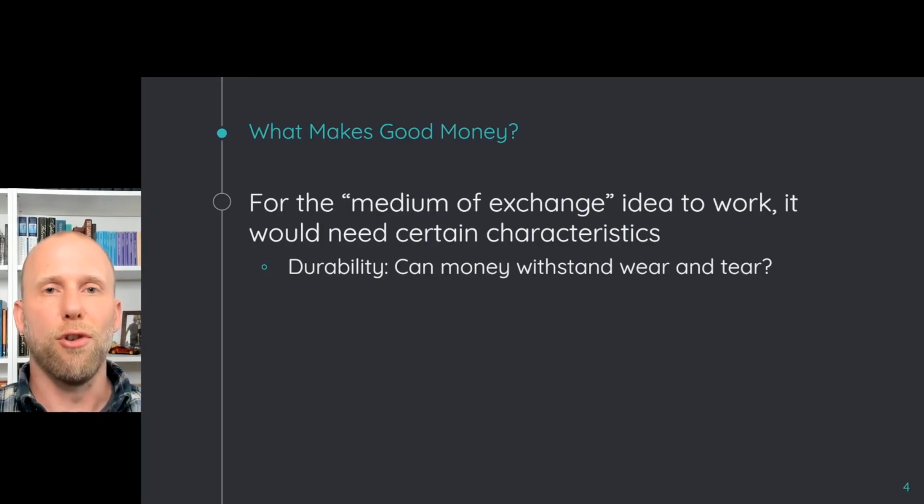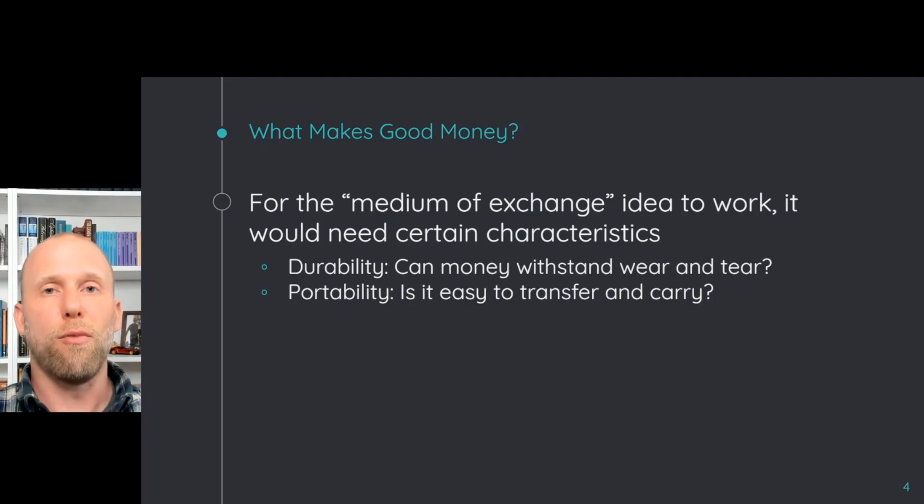First of all, it would have to be durable. Can it withstand wear and tear over time? You need something that's not going to, let's say you sell a bunch of apples, you get this money, you have to know it's not going to decay or rot away over time. It has to be a durable material.